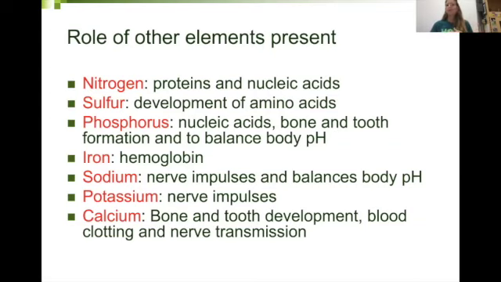Sodium is nerve impulses. People say, oh, don't eat salt, low sodium diet. You do need some sodium in your diet because that's how your body is going to make the nervous system work. When you have cramps, often they say to have something with sodium and potassium in it. That's what your Gatorade's got. That sodium and potassium are going to work on your nerve impulses, which then go to your muscles, which make your muscles contract. And then calcium is bone and tooth development and blood clotting.